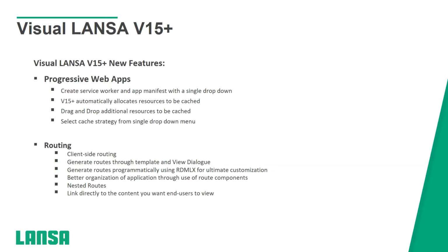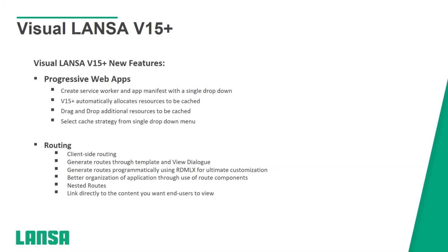But as far as progressive web apps go, with V15 Plus, you can create the service worker and app manifest with a single dropdown. And V15 Plus will automatically allocate resources to be cached. And then you can drag and drop additional resources. So you can add to, you can take away from, and really customize the resources you need cached for when that app is installed and then launched. And then select your cache strategy from a single drop-down menu as well.